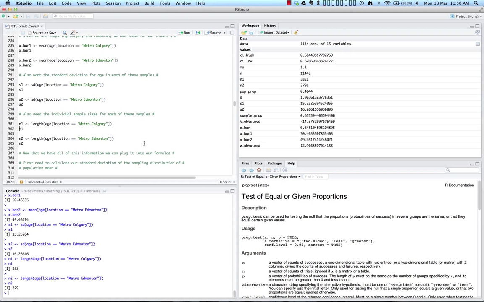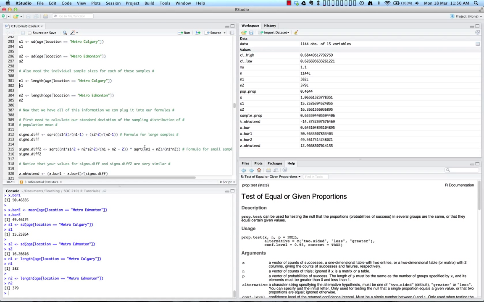Now that we have all this information, we can plug it into our formulas. First, we need to calculate our standard deviation of the sampling distribution of our population mean for our formulas, however. So I've broken this down into 2 parts. And here we see we have 2 formulas for our sigma. And in this case, I wanted to show you how this works with using our formula for large samples, which we have up here for sigma.diff, and our formula for small samples, which we have down here for sigma.diff2.